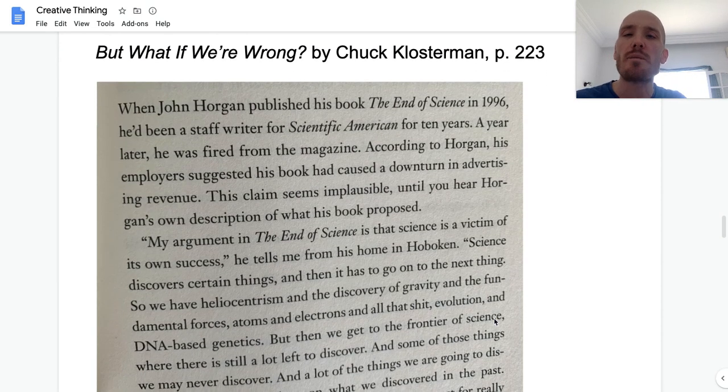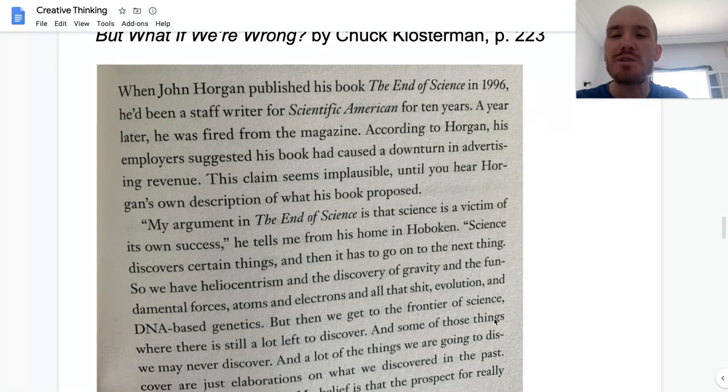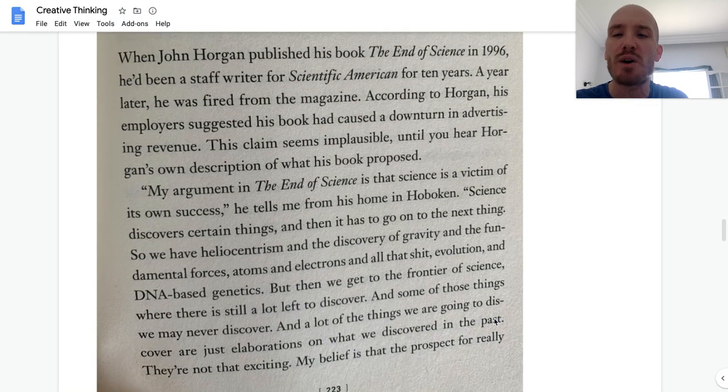When John Horgan published his book, The End of Science, in 1996, he'd been a staff writer for Scientific American for 10 years. A year later, he was fired from the magazine. According to Horgan, his employers suggested his book had caused a downturn in advertising revenue. This claim seems implausible until you hear Horgan's own description of what his book proposed. My argument in The End of Science is that science is a victim of its own success, he tells me from his home in Hoboken.